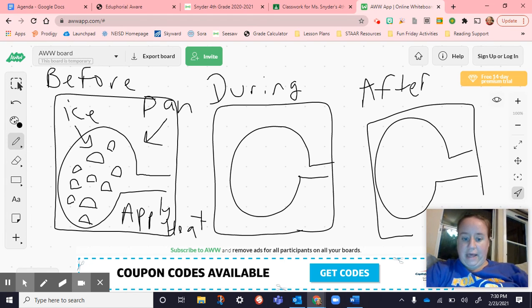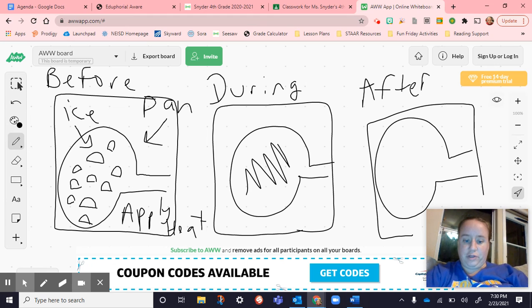Then you're going to come back because something's going to happen in your pan. Something's going to happen after you have applied heat. So when you see it change, you're going to get your video back on and say, okay everybody, here's what happened. And you're going to describe what you see in the pan now.